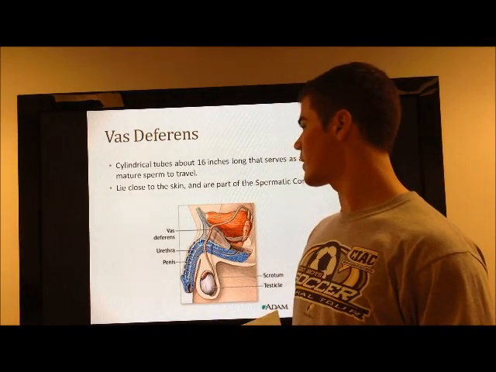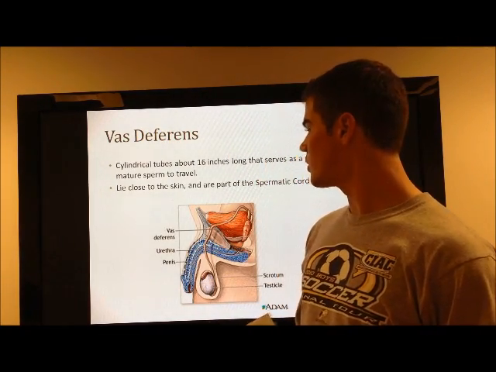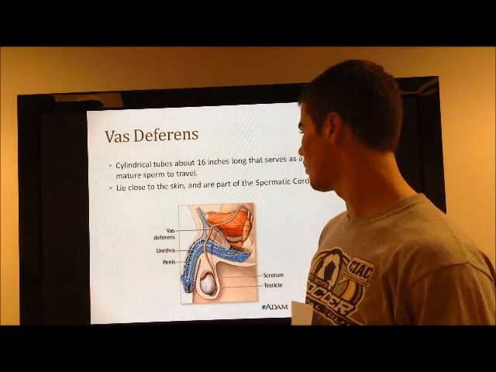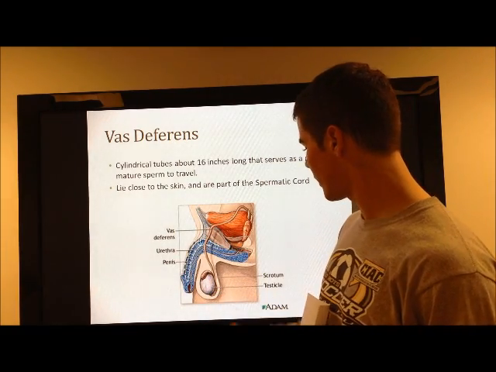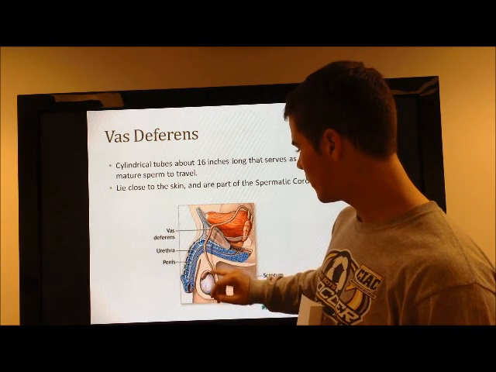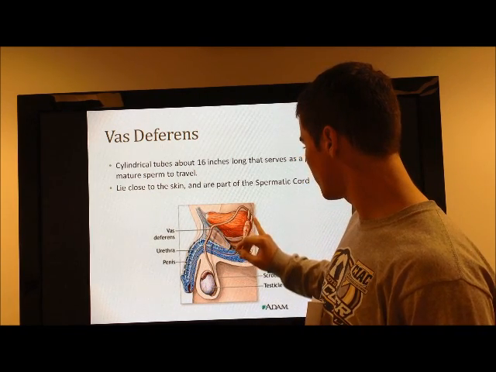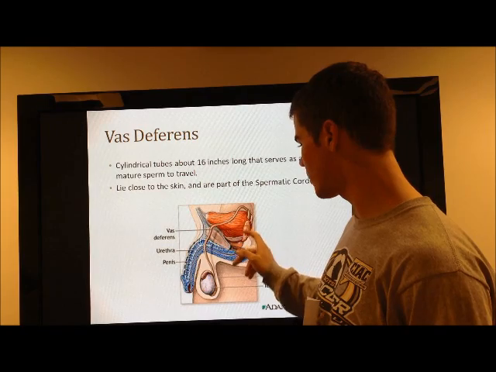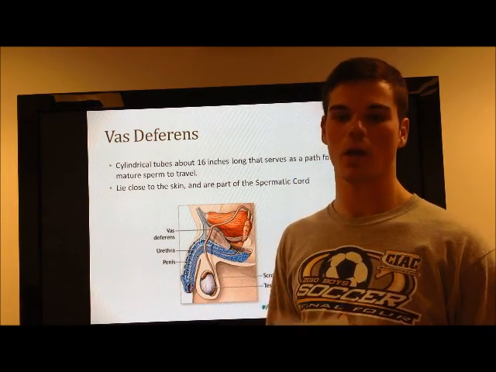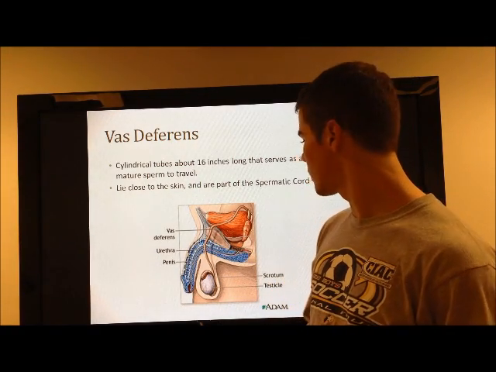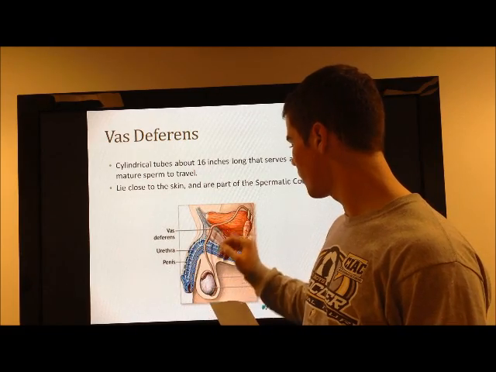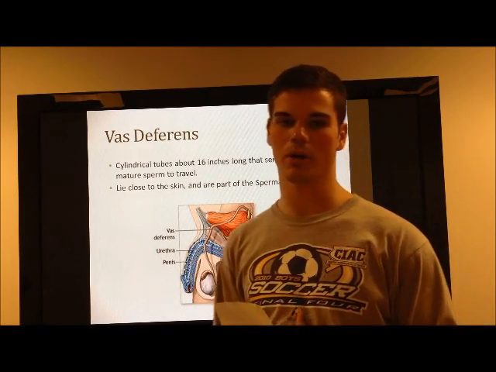So as I just mentioned, the vas deferens are cylindrical tubules about 16 inches long that serve as a path for mature sperm to travel. They lie close to the skin and they're part of the spermatic cord. As you can see here, you have the testes with the epididymis, and then the vas deferens travels all the way up here, where it meets with more glands, which eventually goes to the urethra. And if you've ever heard of a vasectomy, that is what males get, where they essentially just tie off the vas deferens so that the sperm can no longer make it out to the urethra, which makes the male infertile.